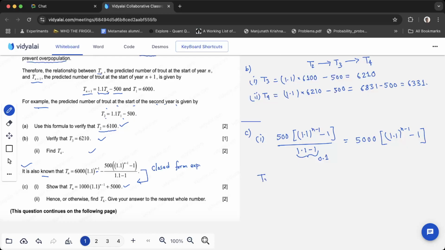So now Tn becomes 1,000, that is the first term, minus this part.